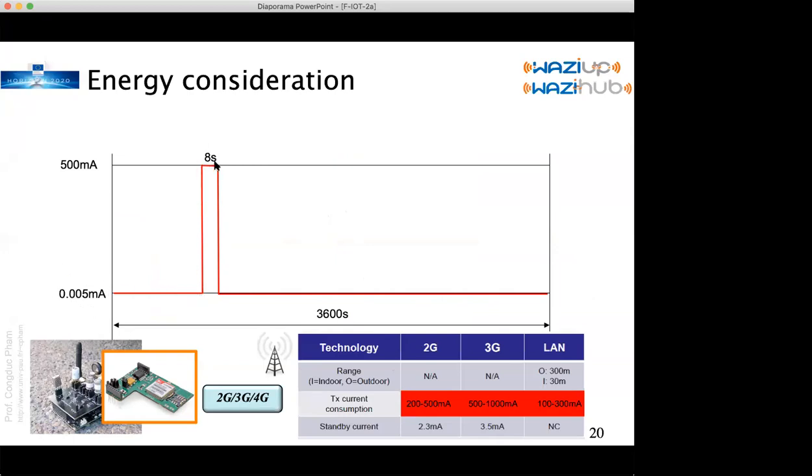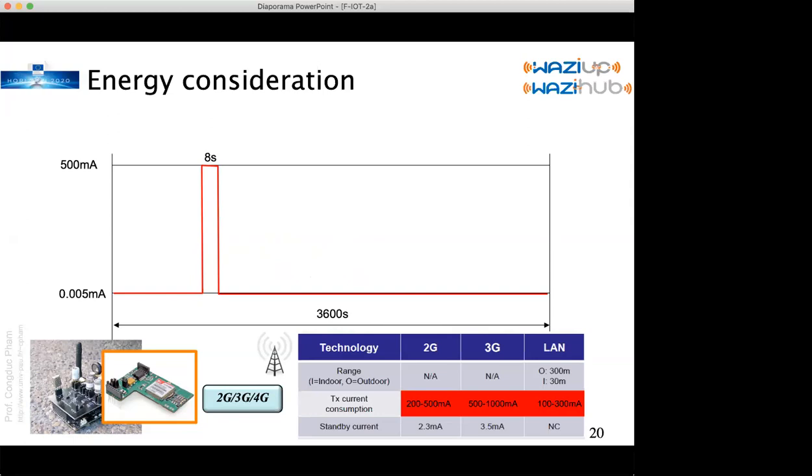And once every hour, it's going to wake up for 8 seconds. During these 8 seconds, it's going to try to capture something from the physical world, could be temperature, could be something else, connect to the 2G, 3G, 4G networks, and send the data to some kind of internet cloud. So this is the typical behavior of what we call an Internet of Things device.